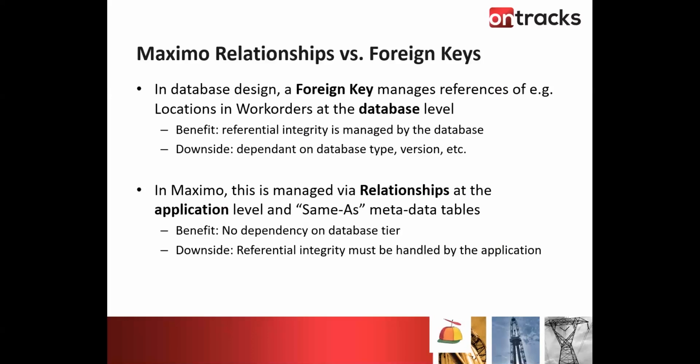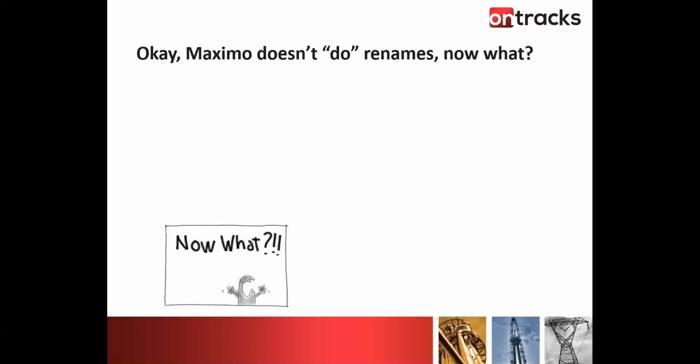So just to be clear, there are organizations where once a work order has been coded at one location and with one name, they would never allow that location to be renamed, whether they like it or not. Okay, so Maximo doesn't actually allow you to do renames. So now what possible means do you have to perform that rename?